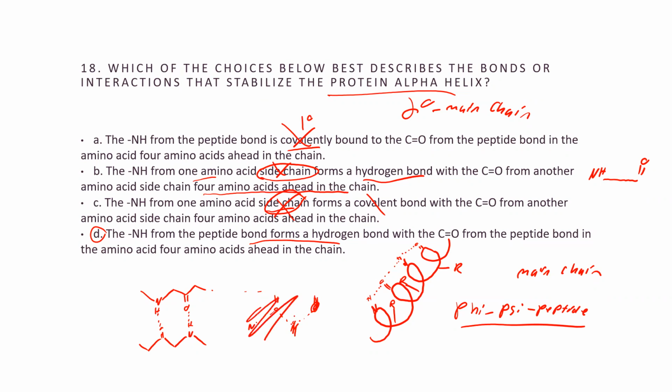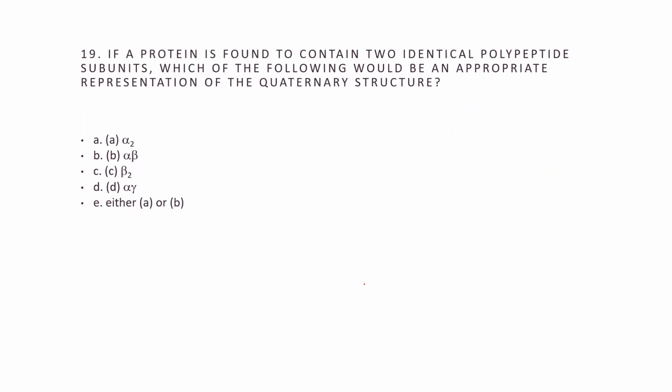I can't draw today, but does that make sense? Remember, you don't even really need to know the shape of an alpha helix to know this one. You just notice that it's on the main chain. If you see side chains, that's not going to be it. If you see covalent, that's not going to be it, because the secondary structure is formed by hydrogen bonds on the main chain. Does anyone have any questions about that?